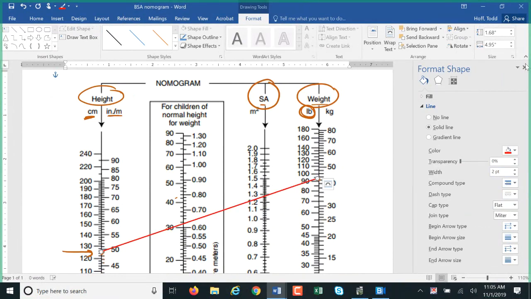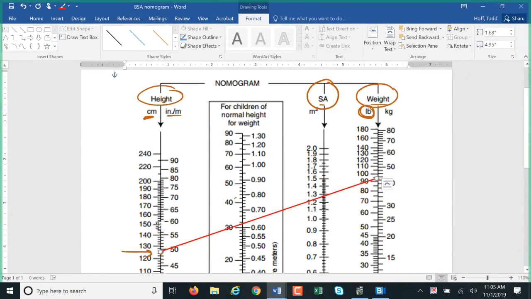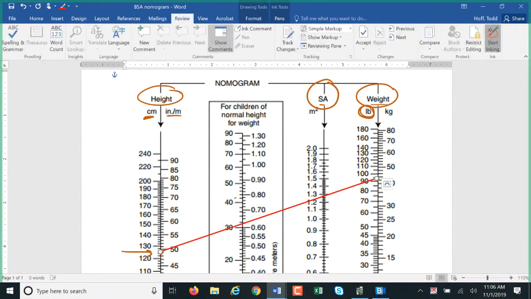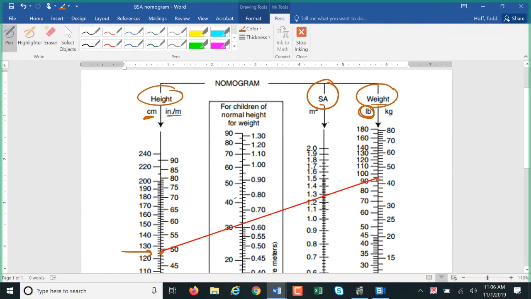I don't want to make it too thick, otherwise it's not very precise. But anyway, you can see we've got that line connecting from 49 inches to 92 pounds. Now when I look at our surface area here in meters squared, we see this is 1.2 and this is 1.3. We're really close to that 1.3. I'd say like 1.28 or 1.29. We're going to say 1.28 meters squared is what that patient comes out to be.